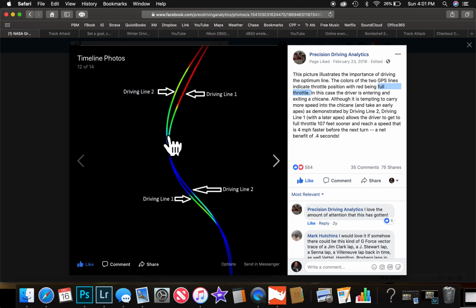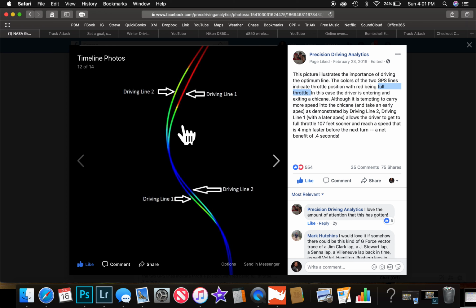So think about what you do. This is quite common. Look for this in your data. You have to drill down and look at the lines. And just the shape of these will tell you early versus late apex. And chances are you'll also be able to see that this line right here that went to throttle earlier yielded the fastest terminal speed going down the straight.